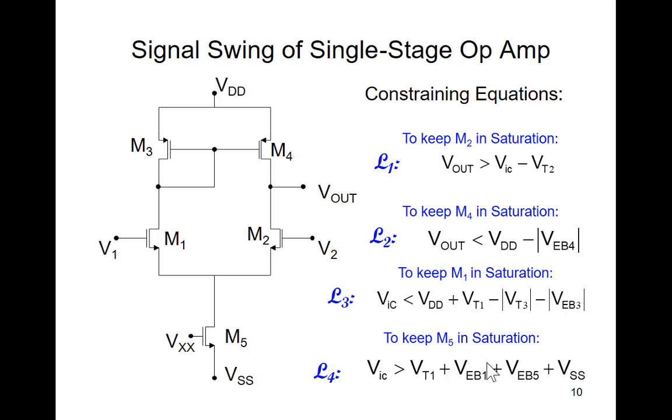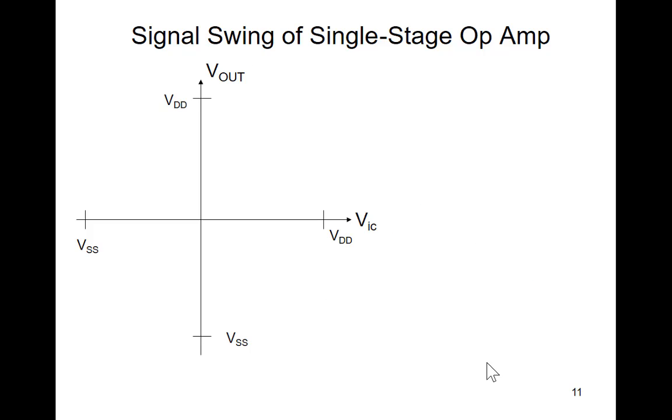Okay. So here's the V in common, Vout plane. I want to plot those 4 locuses.